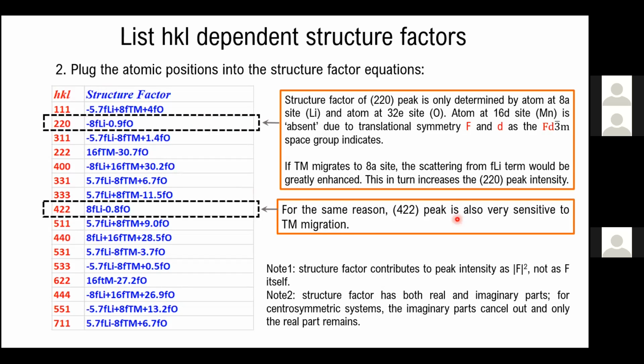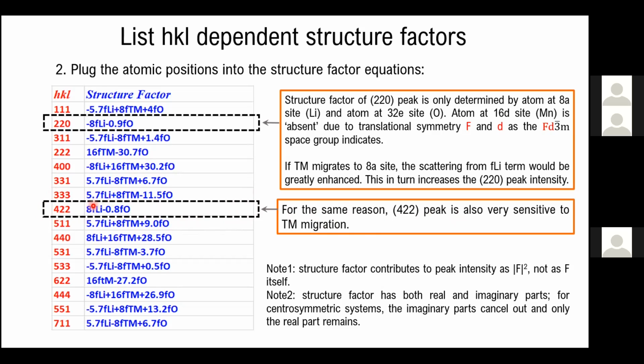And for the same reason, you can do this with the 422, right? And you can see 422 is also very sensitive, since the transition metal is also muted out. So it's also a very sensitive indicator of whether there are heavy atoms in this site or not.